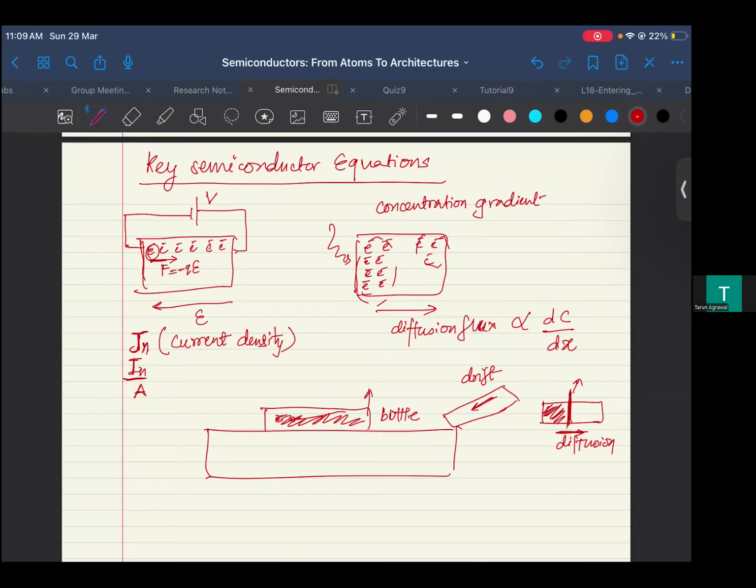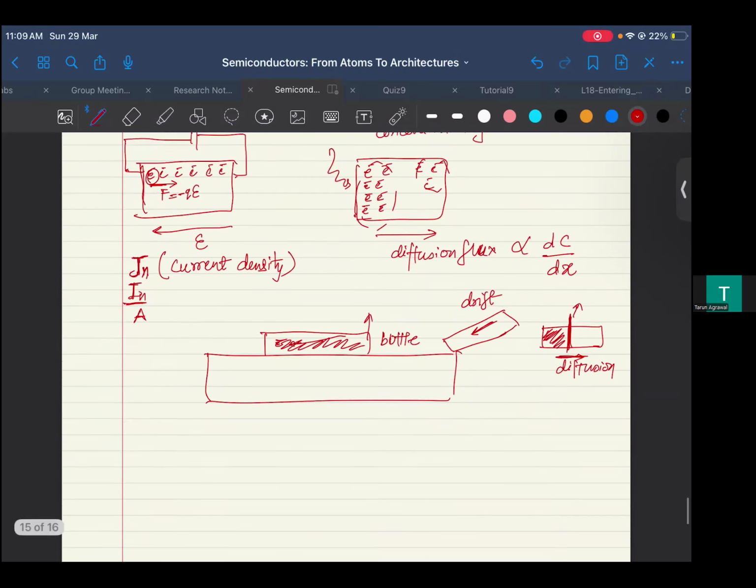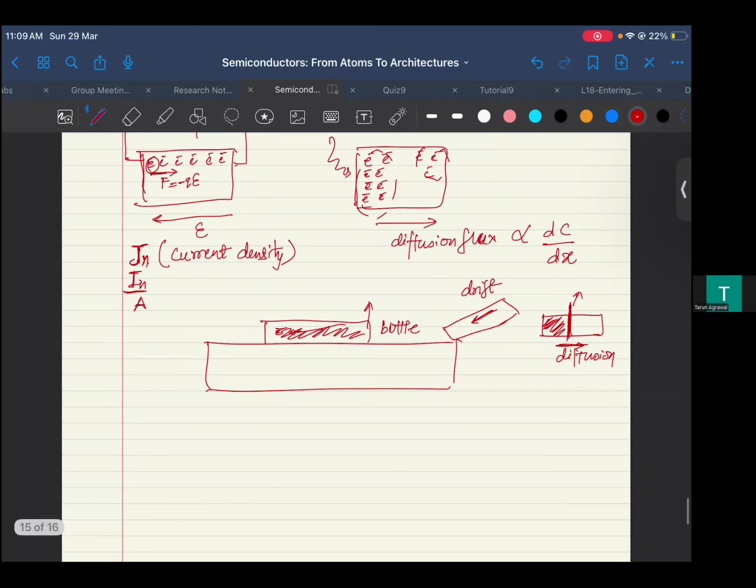So effectively these two phenomena come together as transport. Now the question is, if these two are happening, how do we capture them mathematically, right? These pieces are already there, which we have talked about in the drift and diffusion video.